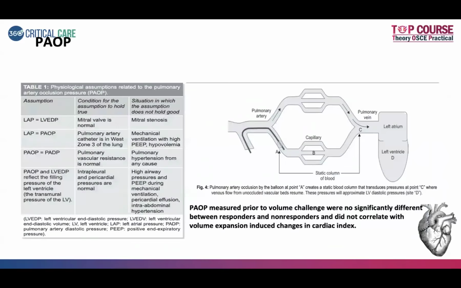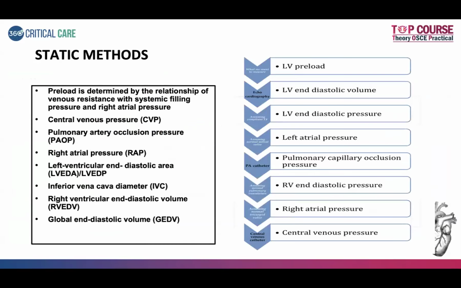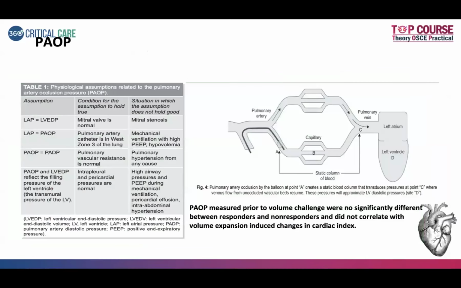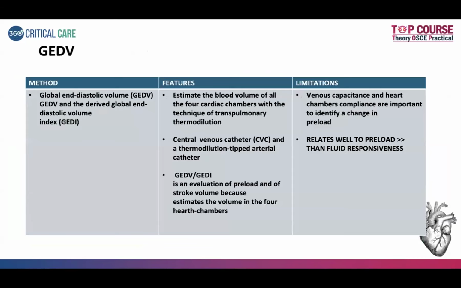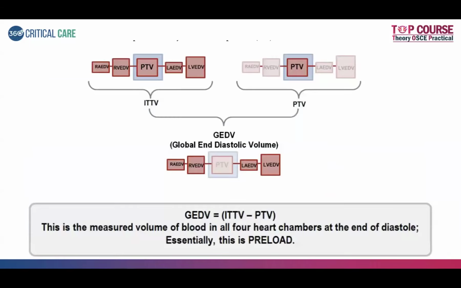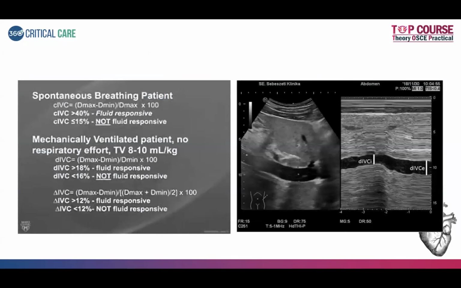So these are the static parameters we saw. We saw the definition of a static parameter, and then we divided it into pressure-based and volume-based indices. Pressure-based ones are CVP and pulmonary artery occlusion pressure, and the volume-based indices, which we usually monitor with the proper devices, FloTrac, PiCCO, VolumeView, are the end diastolic volumes of the ventricles and the total end diastolic volume, and then IVC.